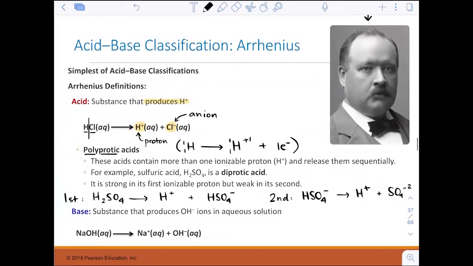So be very careful with polyprotic acids. We'll see them a little bit. Most of our direct use will be with binary acids with just one hydrogen on them.